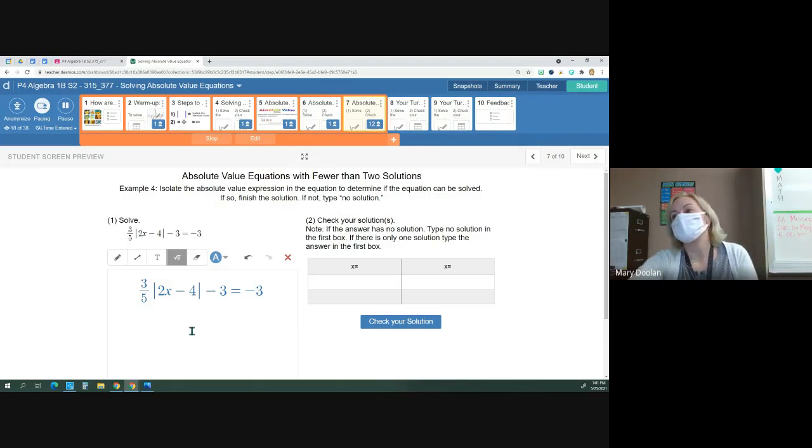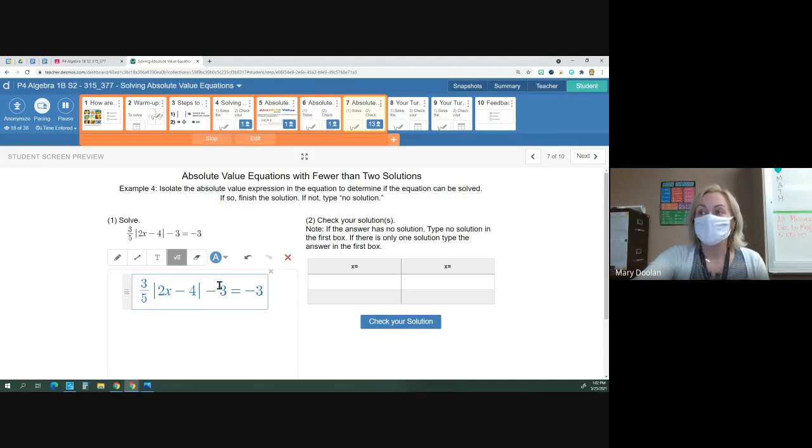That's what we are trying to solve. Steps are the same. We want to get the absolute value by itself. And if you look at all the things that are happening to the absolute value, here's our equal sign. So on the left-hand side, the absolute value is being multiplied by 3/5. The absolute value also has -3 being subtracted. So I have to get rid of both of these things.